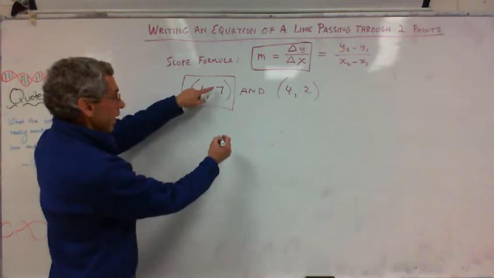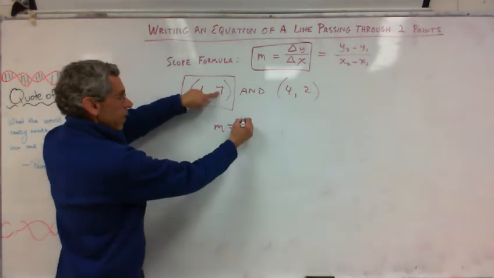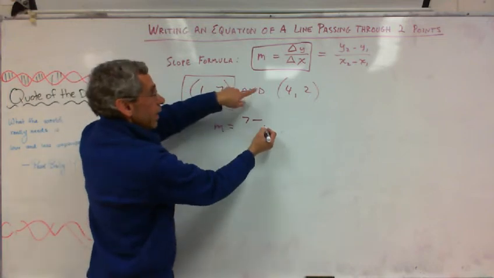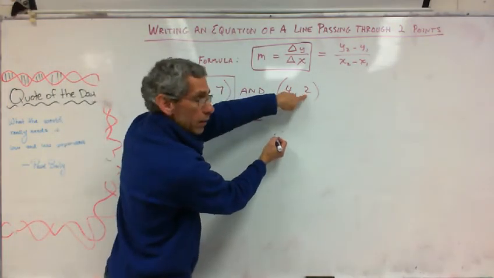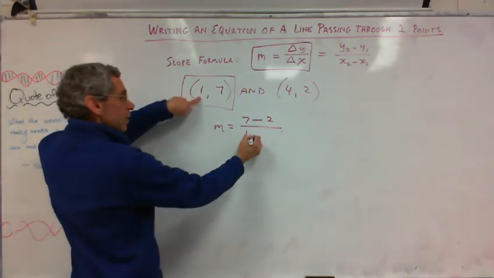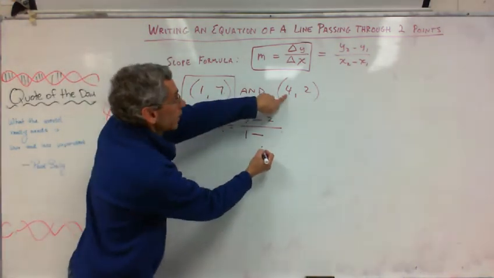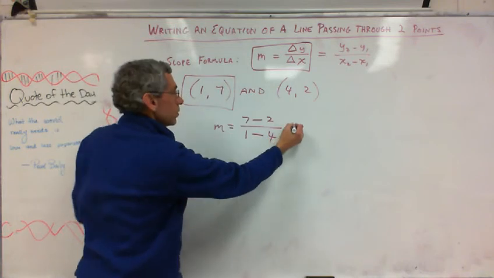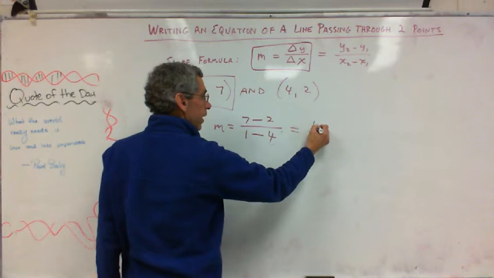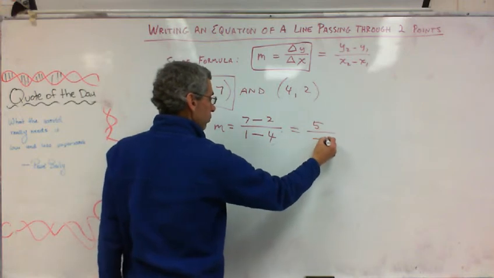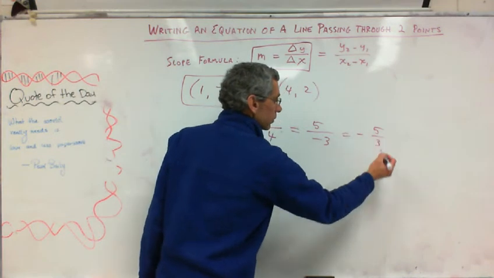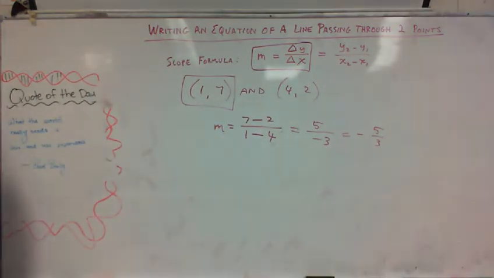And I take this y, so my m is equal to the y in the box, 7, and change means minus, and then I put the other y here. And then over, I go back to the box and put my x, which is 1, and then the formula says minus, and then I put my other x, which is 4. So suddenly I have 7 minus 2 is 5 over negative 3. So my slope is negative 5/3. Does that make sense?